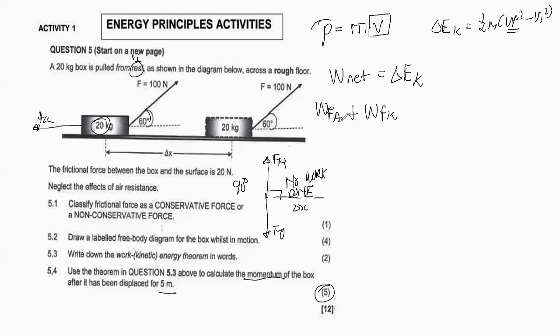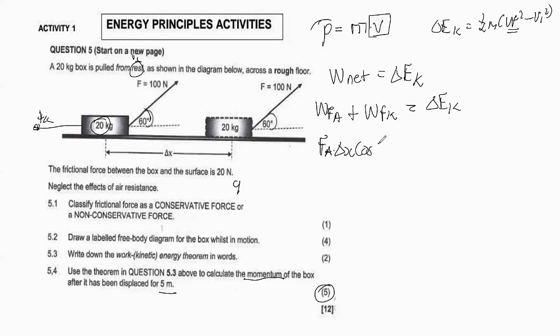Right. So now we are left with work done by force applied plus work done by Fk. These are the ones that are doing work on the object. Now, this is equal to change in Ek. Let's now break down everything. So if we have to break down our work done by force applied, this breaks down to what? It's the force applied multiplied by delta x and then cos theta, right?